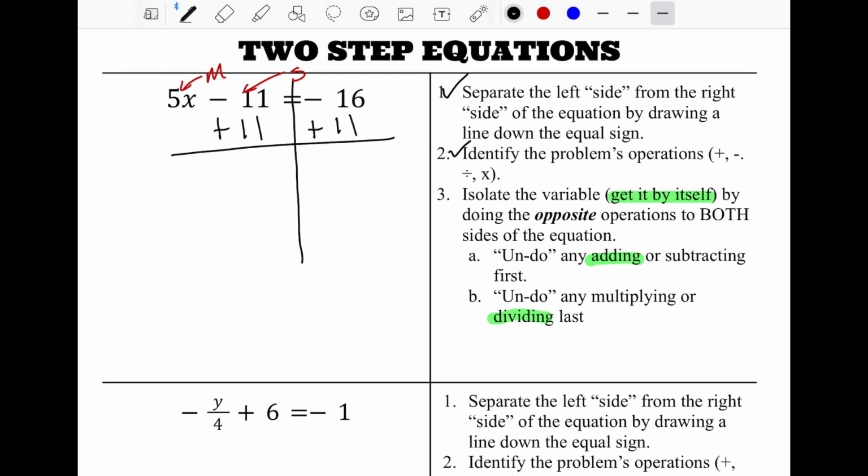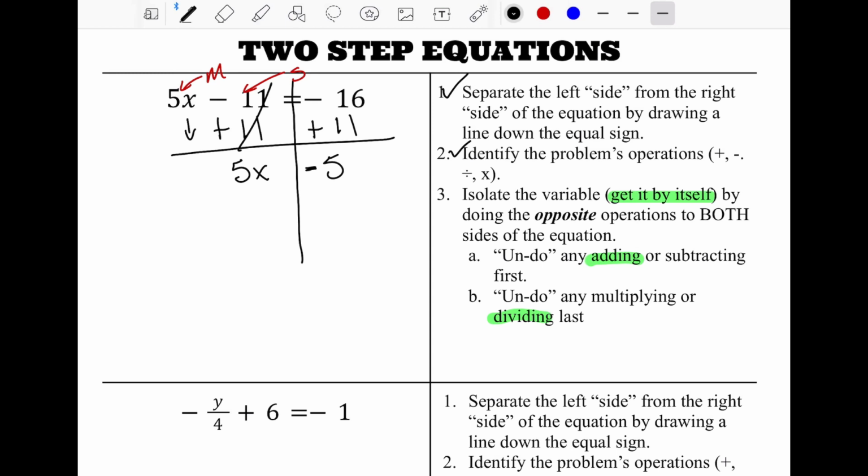Equations have to be balanced. So what I do to one side, I do to the other. Okay, negative 11, positive 11 cancel each other out. I did nothing with 5x. Bring it down. The next thing I'm looking at is this negative 16 and this positive 11. So I'm going to do the opposite of those. Because the signs are different, I've got to subtract and take the sign of the larger. That's actually going to give me a negative 5, because the 16 is larger.